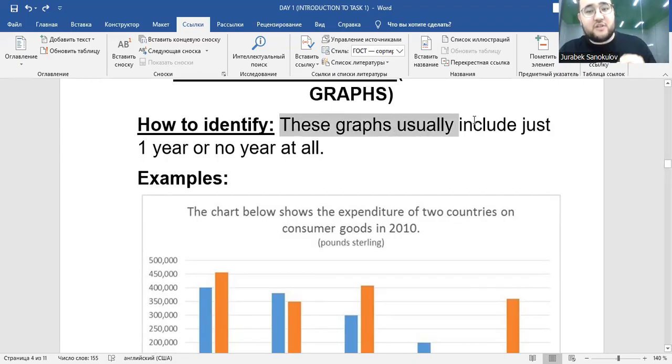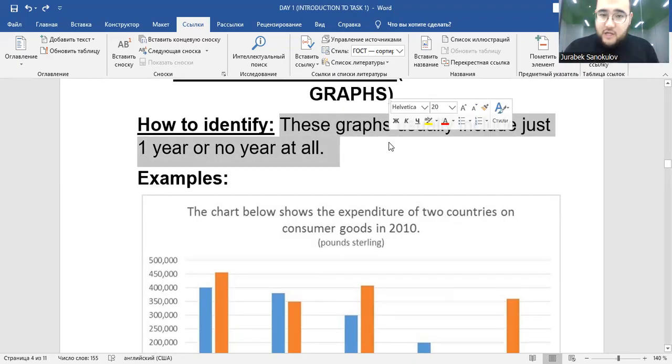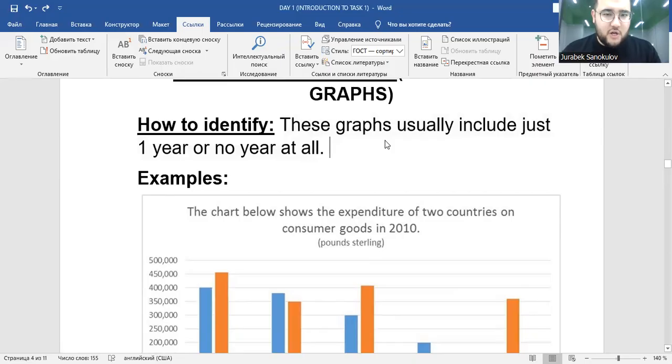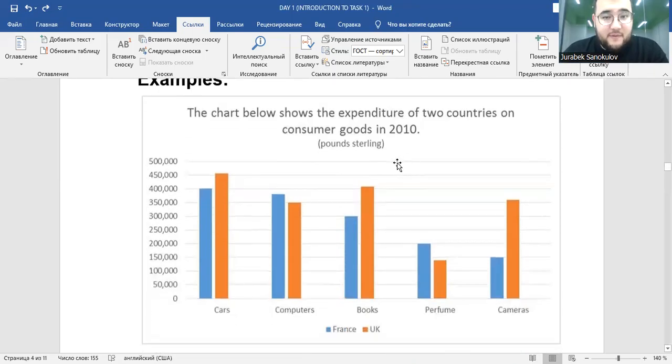These graphs usually include just 1 year or no year at all. Do you understand? If you look at the graph, look at the picture, and see one year or just no year at all, then you know that this is a comparative or non-change graph. So let's look at some of the examples.